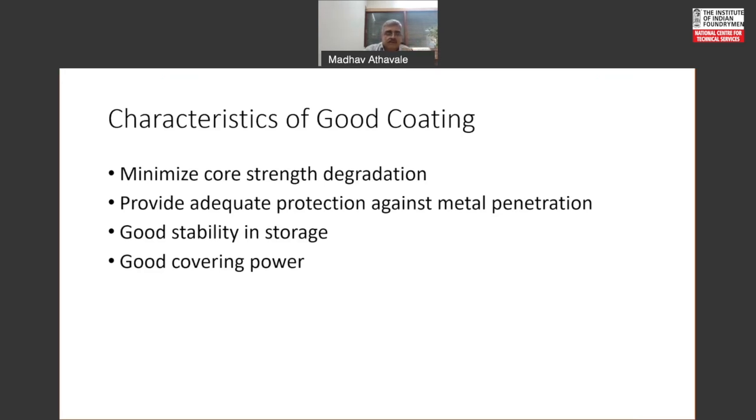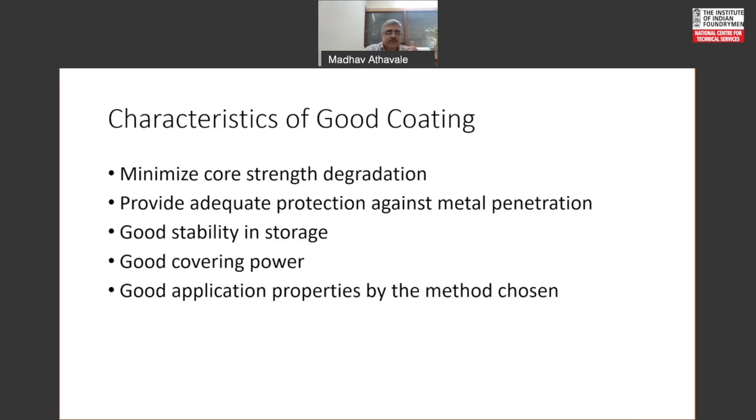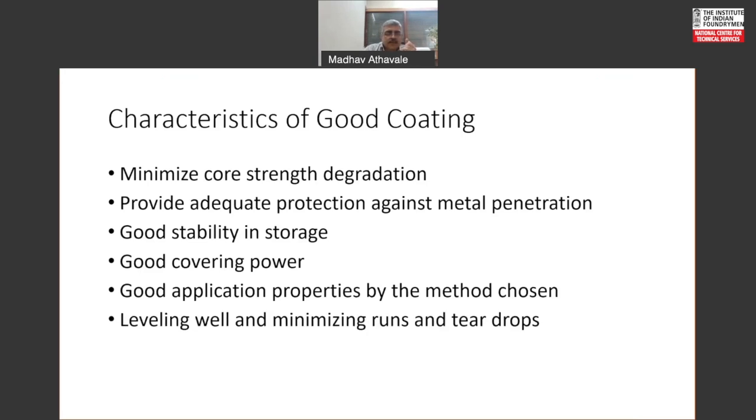covering power, that has to do with the consumption. The good application properties by whatever method that you are choosing. And we have a very brief look at them. The coating should level well, and it should have minimum viscosity to get a smoother finish. Otherwise, you will get an undulating finish.